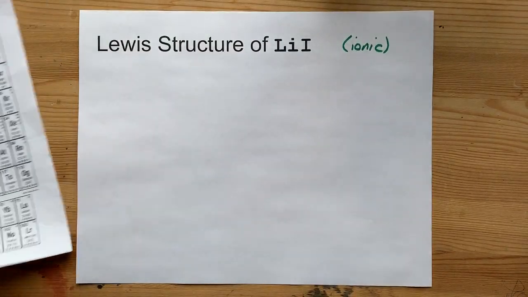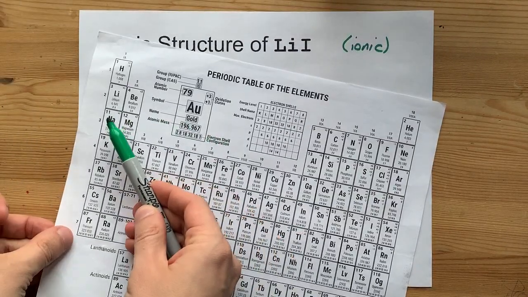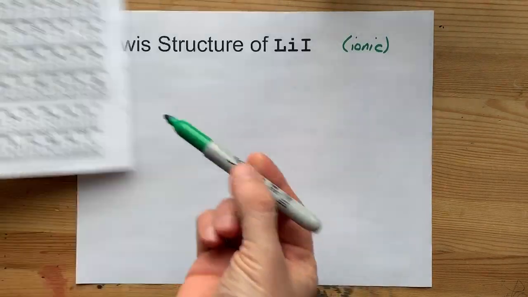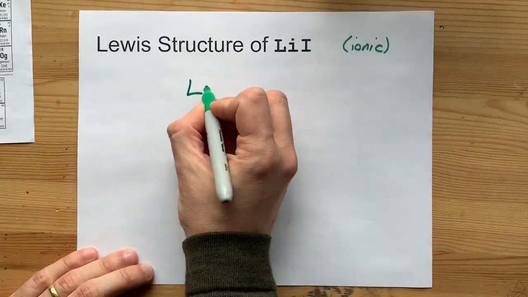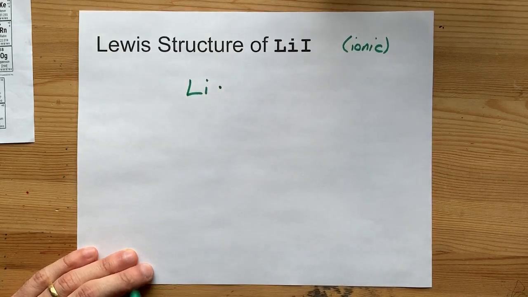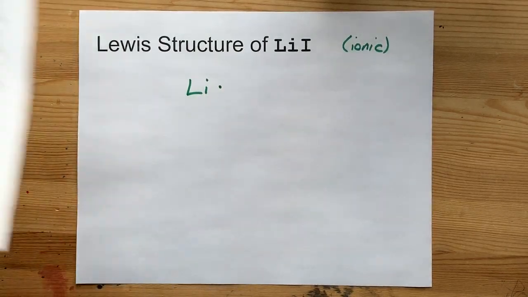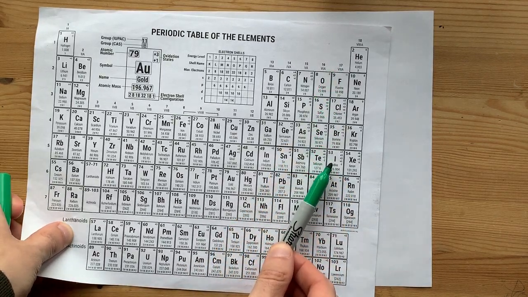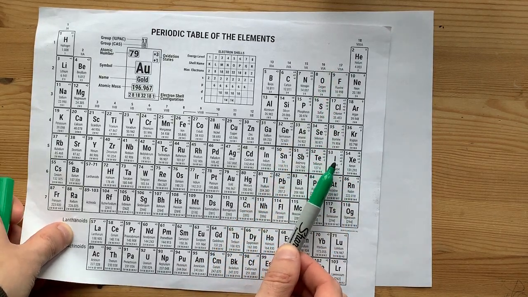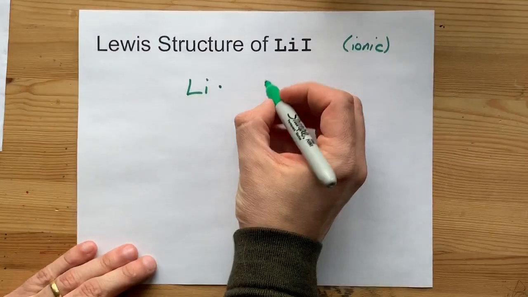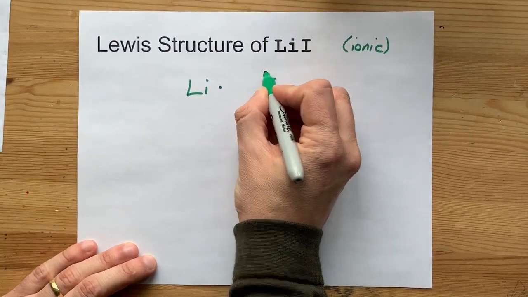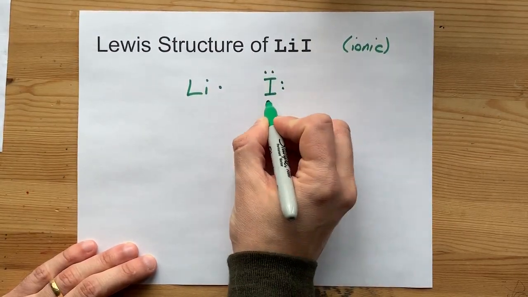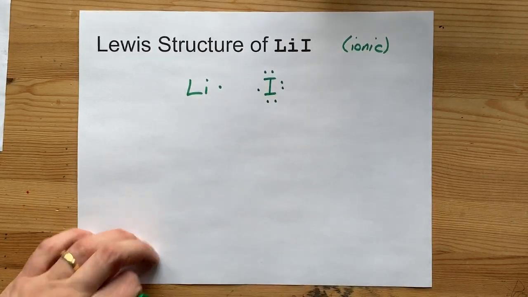So lithium is in group one. It's in the first column and has one valence electron for that reason. So I'm going to draw my Li and put one dot around it. Iodine, on the other hand, is in group 17, one electron shy of having a full outer shell. So that means it has seven valence electrons. I'm going to put it down there.